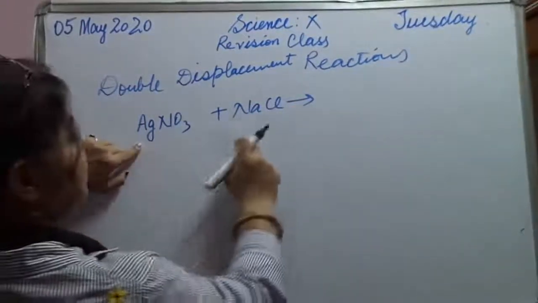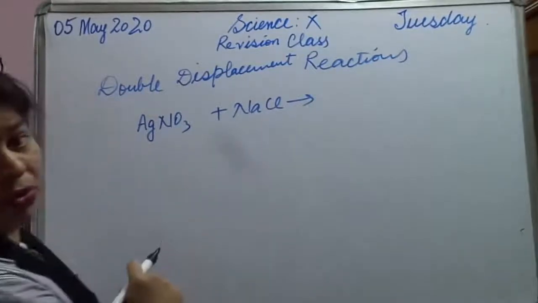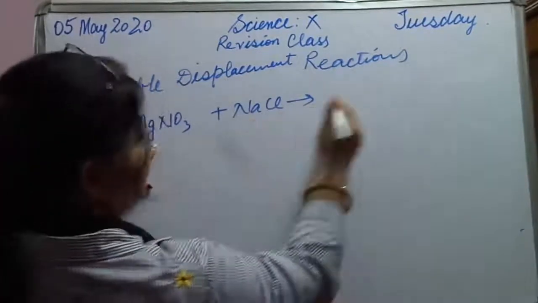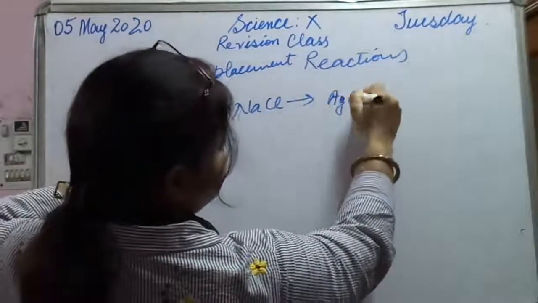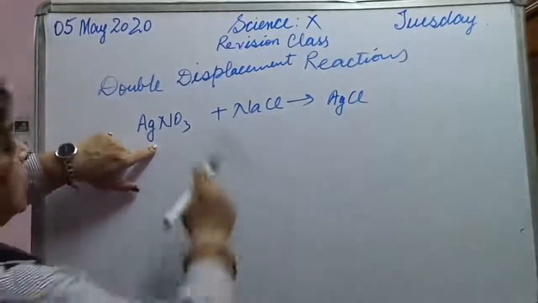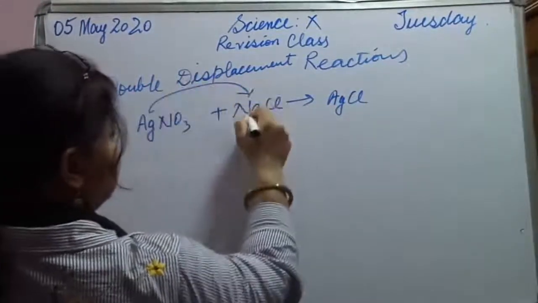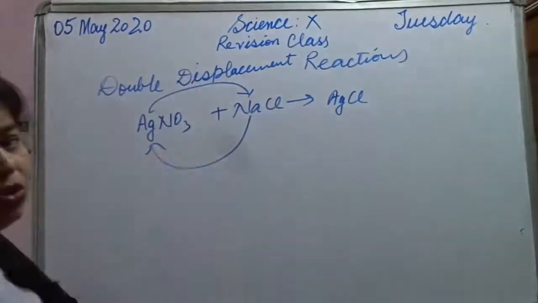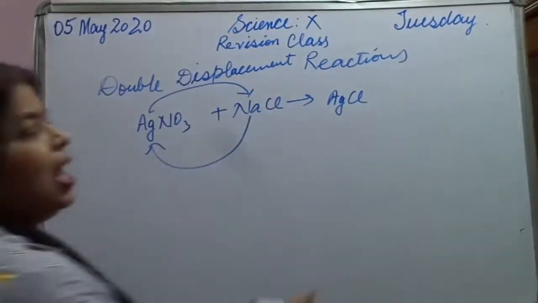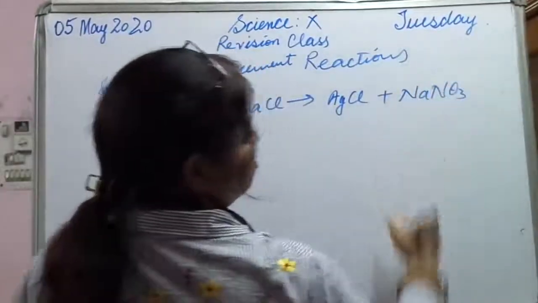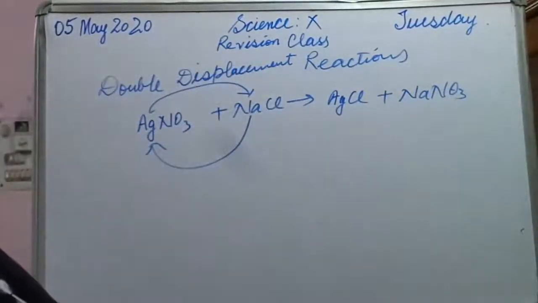See, Ag will replace Na. So both the ions are exchanging with each other. Let us see what will happen. AgCl will be formed. Ag will come to this side and Na will come here. So what will be the other product formed? NaNO3. Okay, the reaction will proceed further like this.